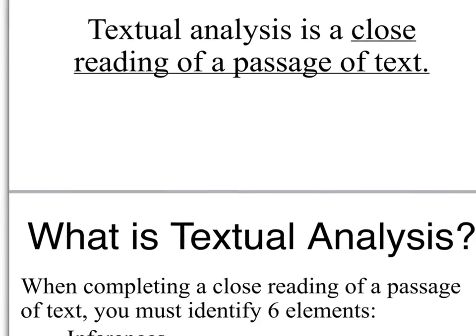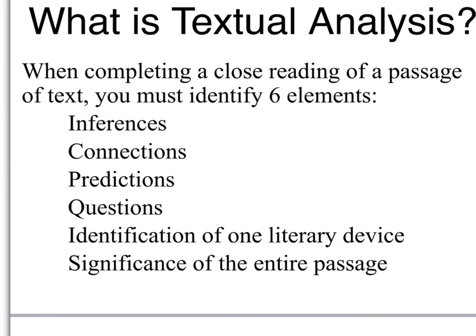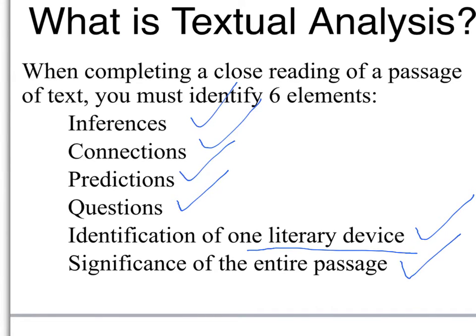Now, when I ask you guys to do your own textual analysis, I'm going to ask you to identify 6 elements. These elements are inferences, connections, and predictions, which you should all know from your literature circle homework. I'm also going to ask you to ask questions, identify a literary device, and determine the significance of the entire passage. So now we're going to go through this step by step and see exactly how to complete a textual analysis.